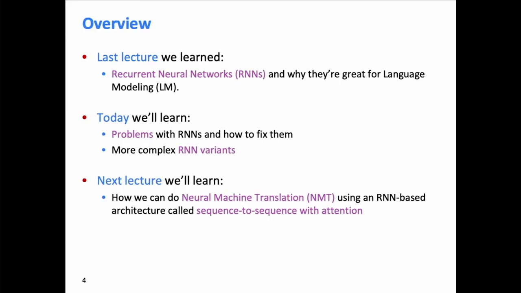OK, so here's an overview. Last week, we learned about recurrent neural networks, and we learned about why they're really great for language modeling. And today we're going to learn about some problems with RNNs, and we're going to learn about how to fix them. And this is going to motivate us to learn about some more complex RNN variants. And then next lecture on Thursday, we're going to have some more application-based content. So we're going to be learning about neural machine translation, which is a really important task in NLP and deep learning. And in particular, we're going to learn about this architecture called sequence-to-sequence with attention.